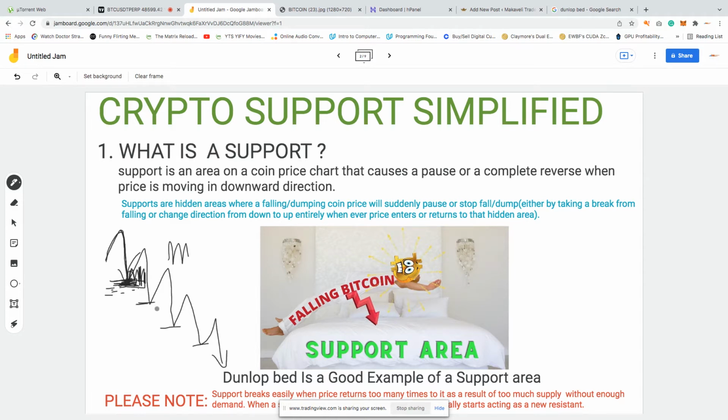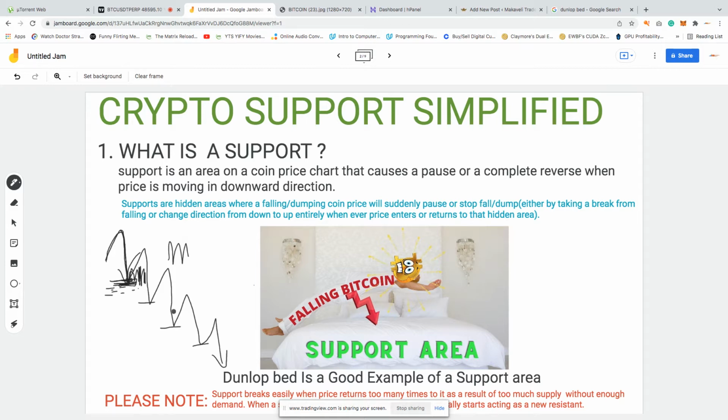You can see I have noted it each time price returns. You must know that this area can break, just like a Dunlop. A Dunlop can break when the falling force is too heavy. If the falling force of Bitcoin here is too heavy and it falls on the support multiple times, it's going to find itself breaking through it. The reason is what is called sell pressure or supply. Too many people become scared, or for a lot of reasons there's more coin being supplied in the market and not enough people to buy it. That will cause support to break.